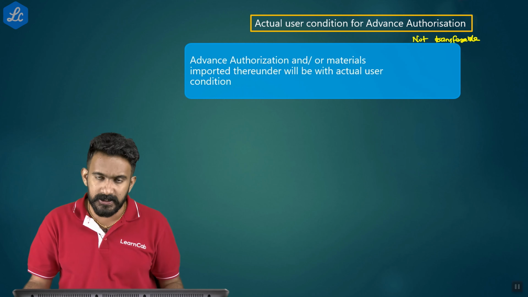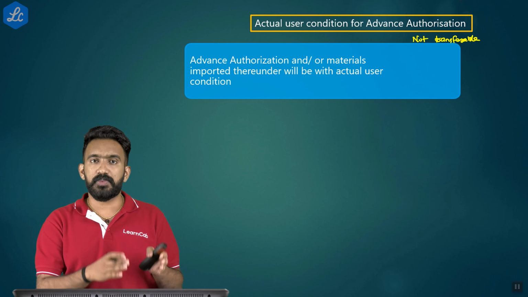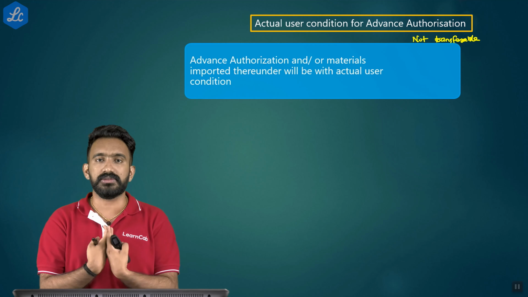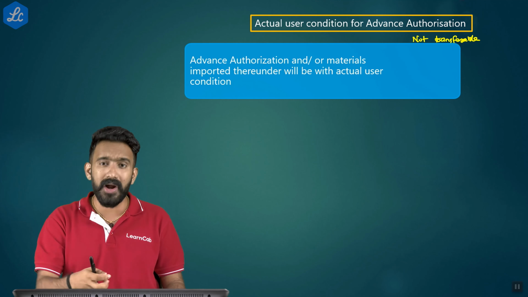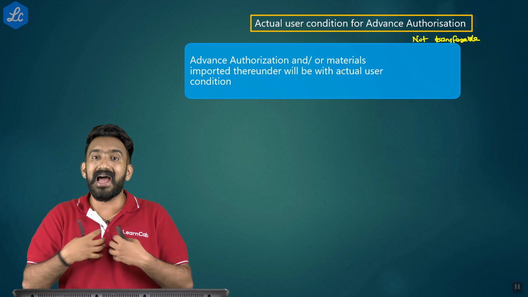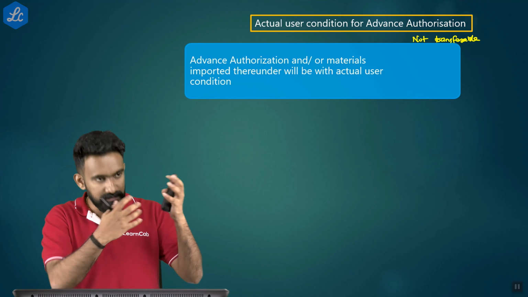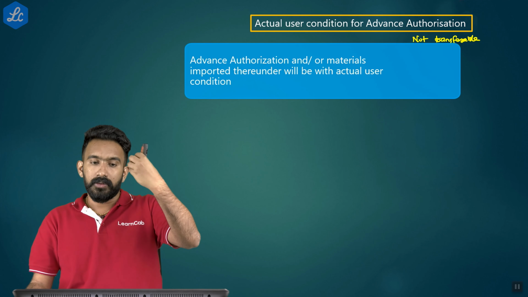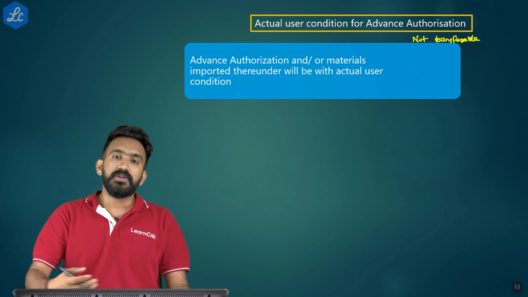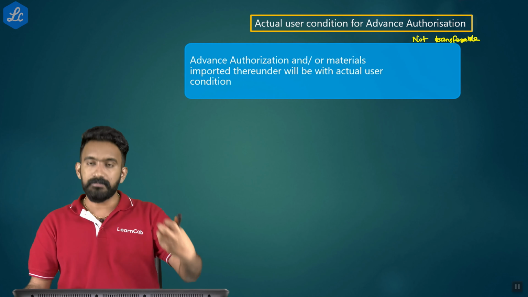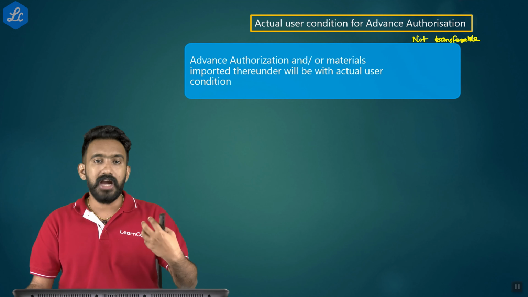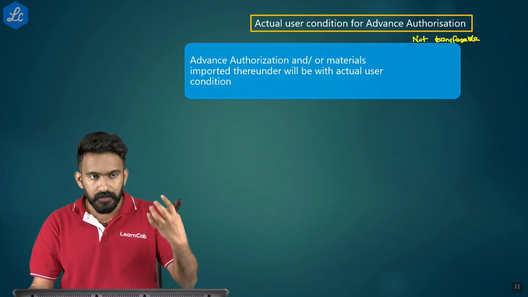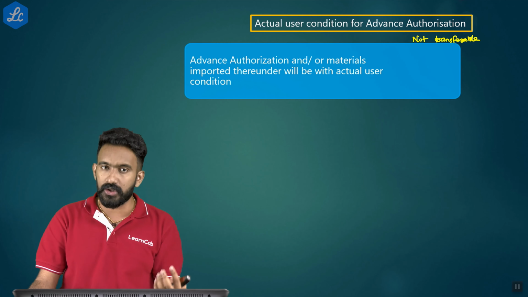Because actual user condition is there, those products which have actual user condition specified come under advance authorization. Say, for example, I am an importer-exporter. I import inputs and export certain manufactured products. If I import certain inputs, I want to go for advance authorization, and I got it. Which means I am importing those inputs without payment of any duty.